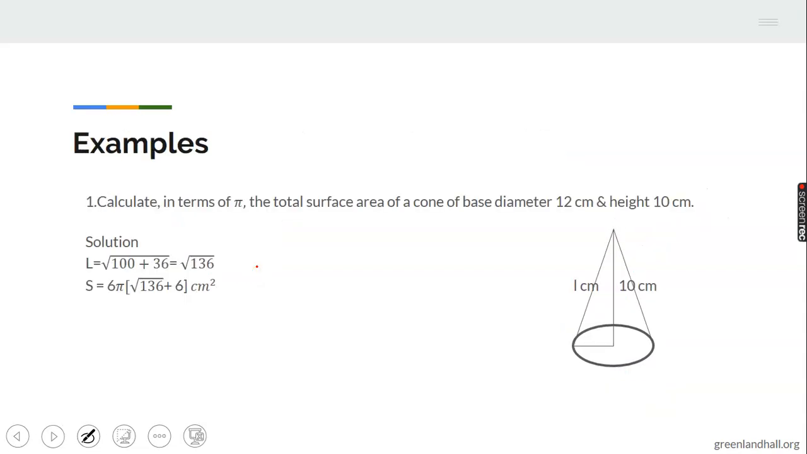Now here, calculate in terms of pi the total surface area of a cone of base diameter 12. Note here, the diameter is 12 and height 10 cm. So it's given by that. You can see it in the diagram. So we need to look for that slant height. We need it. So here, the radius will now become 12 divided by 2, so R, which is 6.